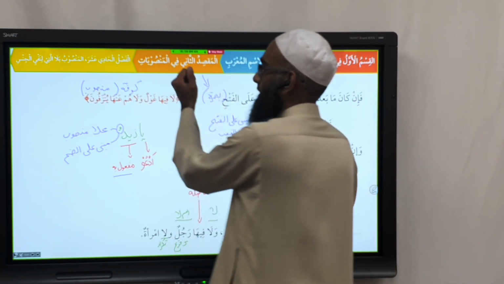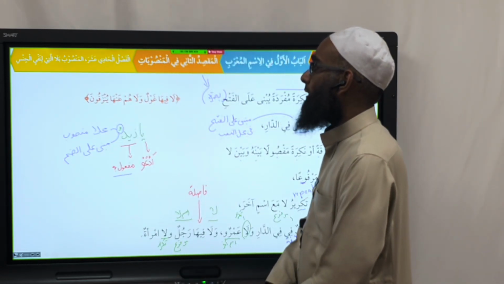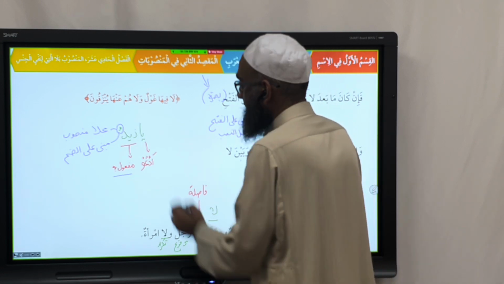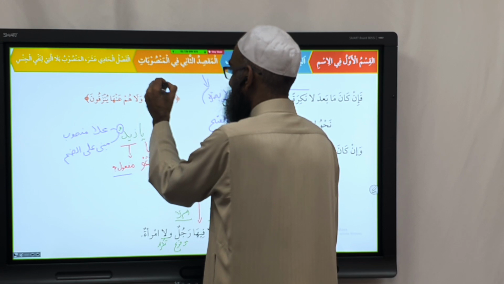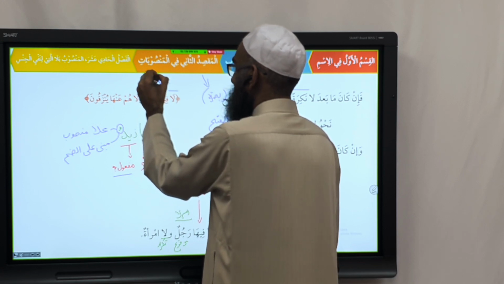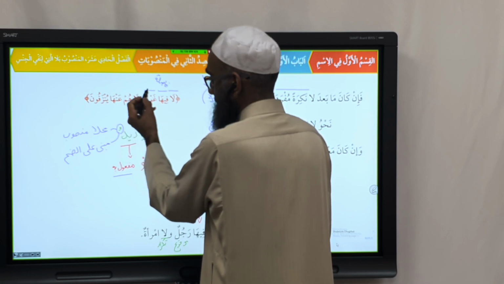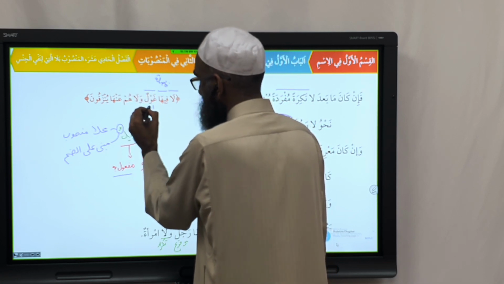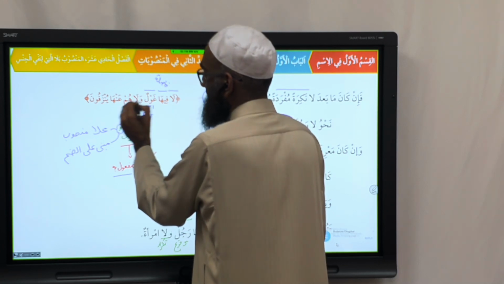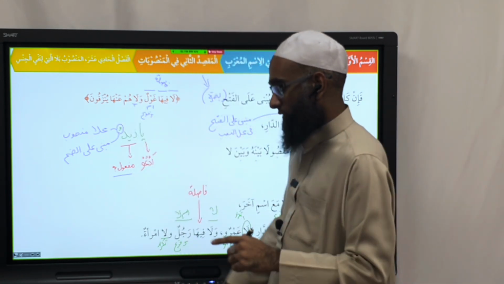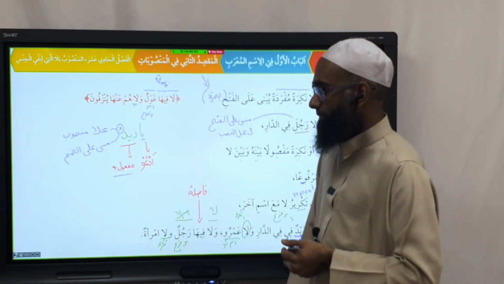An example of this in the Quran. La fiha ghawlun wa la hum anha yunzafun. So what's happening here? La linafi al-jins. Fiha is a fasila. So then it becomes marfu' as an ism, and then you have to repeat it. Okay? So if there's a fasl, you have to make it marfu' and repeat it.